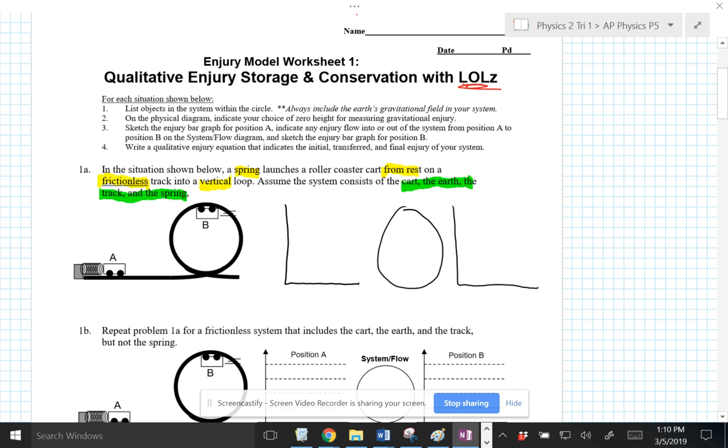So what goes in there? Well, we read the problem here. In this situation, shown below, a spring launches a roller coaster cart from rest on a frictionless track into a vertical loop. So I've already kind of highlighted the words that are really important, implicit suggestions in this problem. Assume that the system consists of the cart, the earth, the track, and the spring.